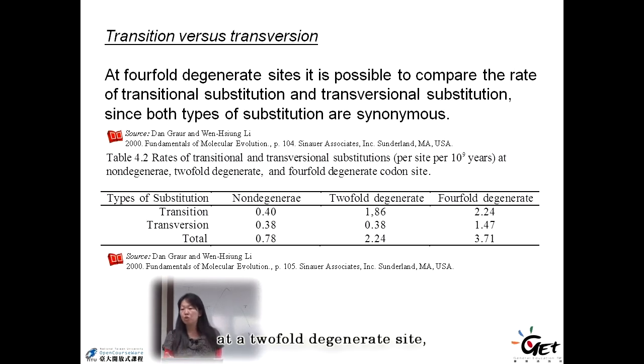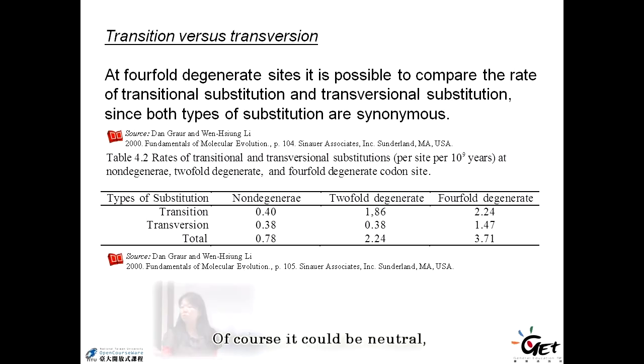Then at the 2,4 degenerate site, I should specify: at the 2,4 degenerate site, most changes by transition didn't change the amino acid sequence. But for transversion, it changes the amino acid sequence. Traditionally, and most evidence shows us, if an amino acid change occurs in the protein, it's more likely to be subject to selection, right? Of course, it could be neutral.